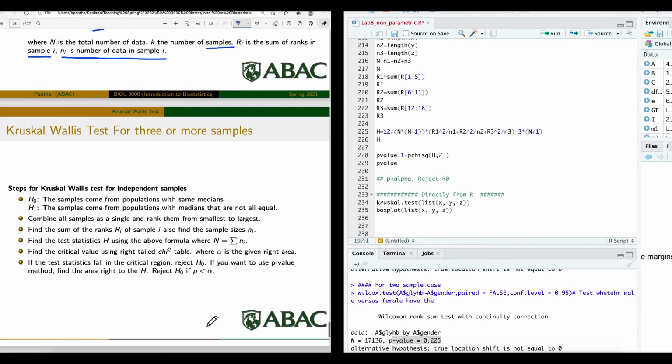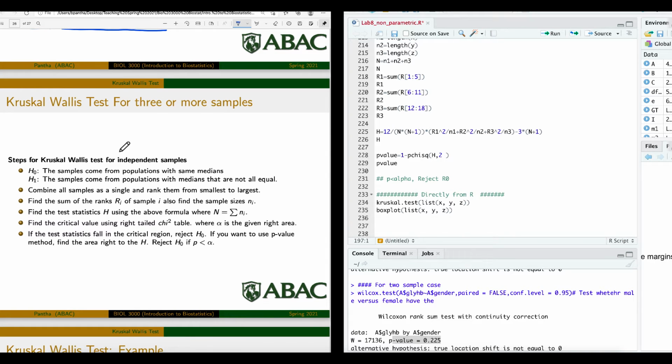Okay, so what are the steps? The steps for the Kruskal-Wallis test for independent samples. H0 is that the samples came from populations with the same medians, versus H1, that at least one of the sample populations has a different median. First, combine all samples as a single data set and rank them from smallest to largest. Second, find the sum of the ranks Ri of sample i, and also find the sample sizes ni. Next, find the test statistic H using the above formula, where N equals the summation of ni.